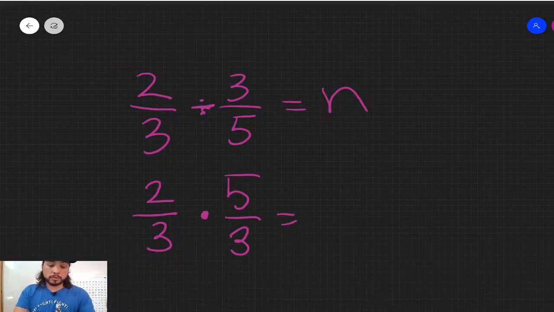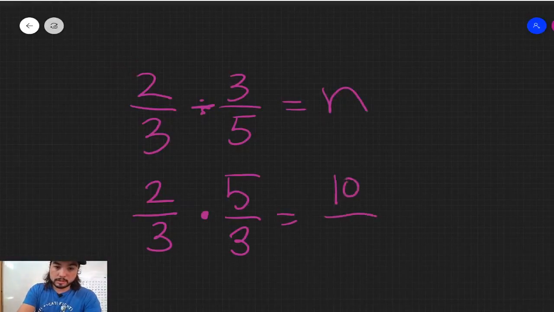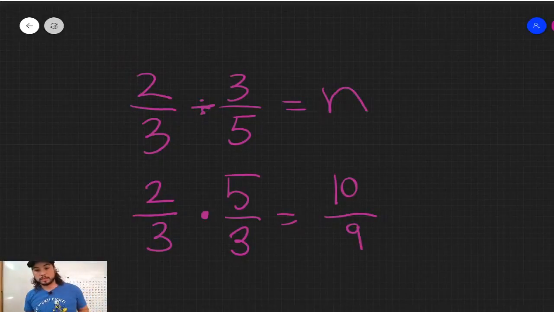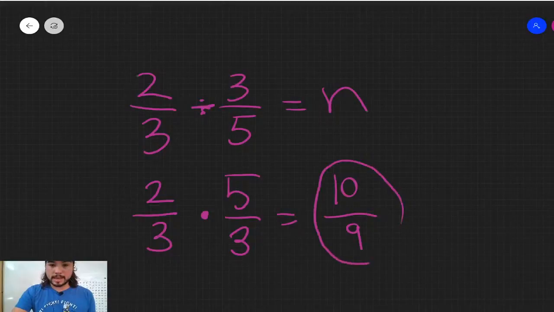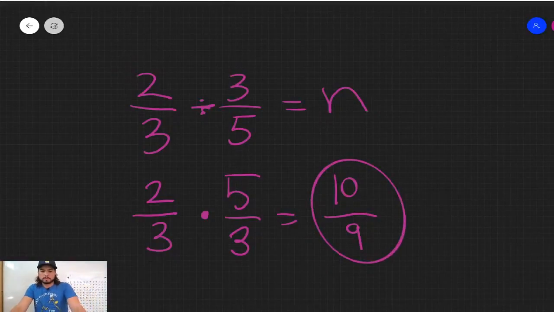And we can multiply straight across. 2 times 5 is 10. 3 times 3 is 9, giving us a total of 10/9. And is that close to our estimate of a little less than 1 1/3? Yeah, it's 1 1/9, right? 10/9 equals 9/9, or 1 plus 1 more ninth. So 1 1/9, that's a little less than 1 1/3. I feel good about that answer.